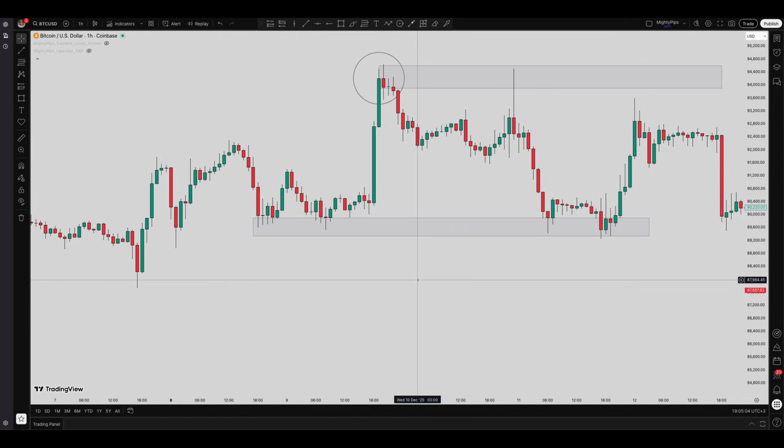take a trade. Don't take trades in between those zones, because when you take trades in between those zones, you are in no man's land. All right, make sure you are taking trades at areas of interest.